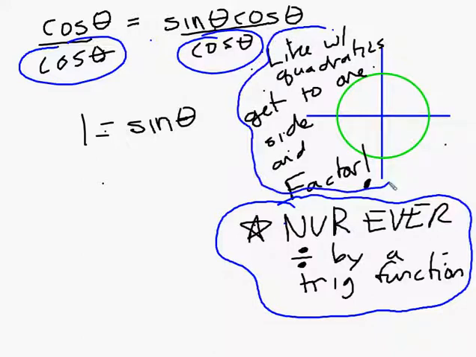Like with quadratics, even if it's not a quadratic, we're going to get everything to one side and factor. Okay, so this is not a quadratic, so we get everything to one side. So I'll write 0 equals, I'm going to subtract that cosine. So it equals sine of theta minus cosine of theta. Whether it's a theta or an x doesn't matter.